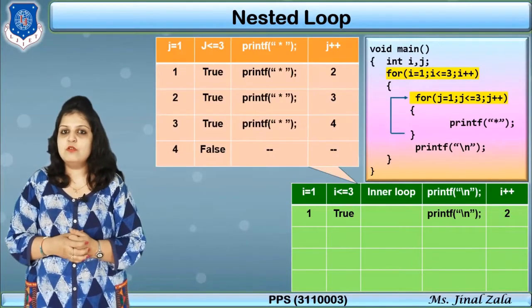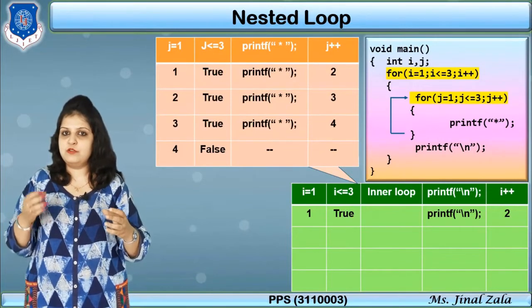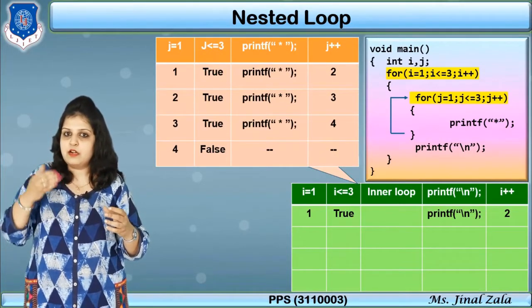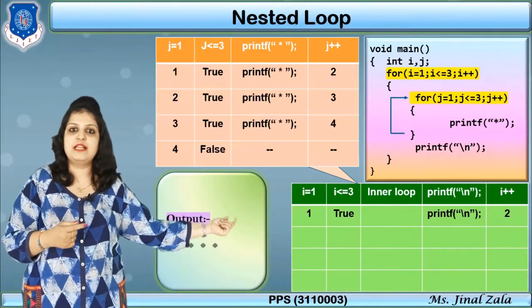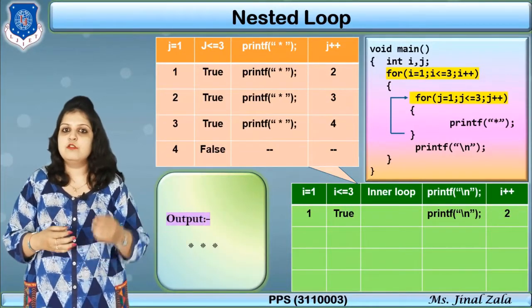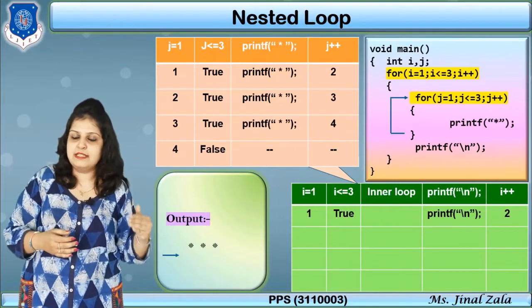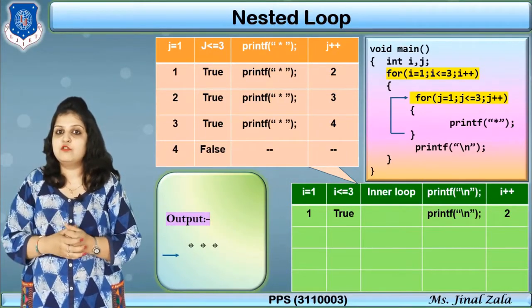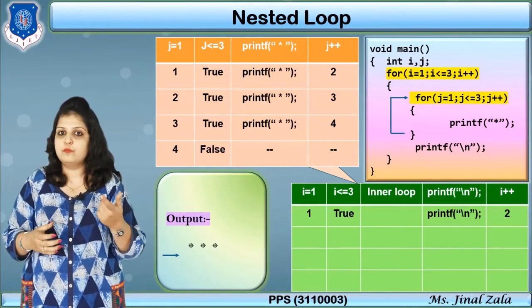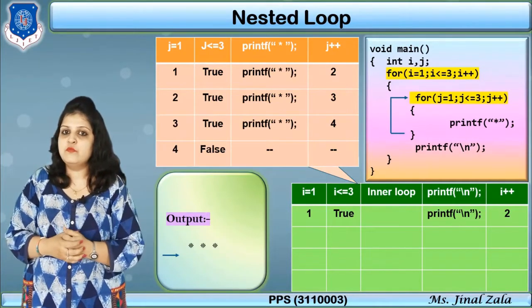False. So our inside loop execution stops here, and our control goes to the next statement, that is printf /n, which you can see in the green table. So now a new line will be executed, and then after that our I will be incremented. So our I value becomes 2. Initially our I is 1.